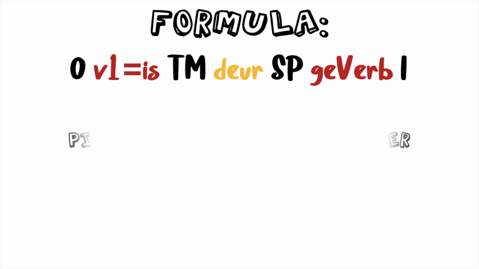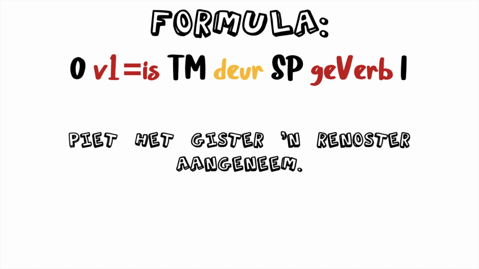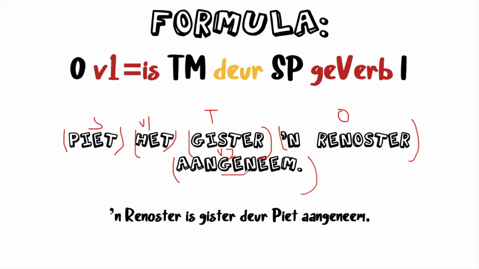So if we use this example, Piet het gister 'n renoster aangeneem. If we apply stompie to this, Piet would be our subject, het would be our verb 1, gister, time, 'n renoster will be your object, and aangeneem would be your verb 2. Okay, so see, it already has a ge there, so it makes it a little bit easier. And your sentence has changed to 'n renoster is gister deur Piet aangeneem.